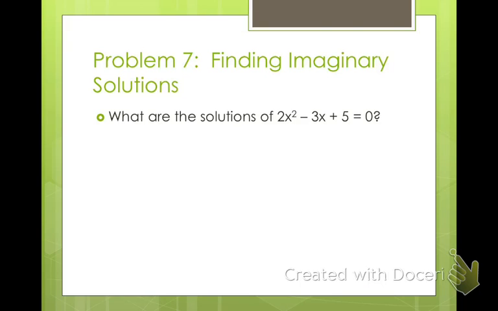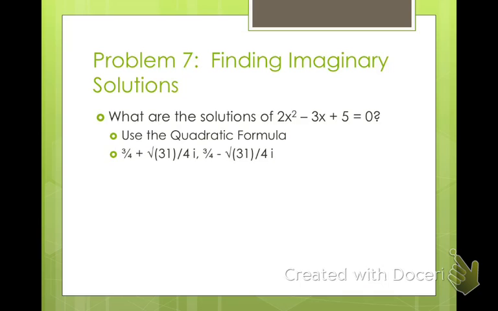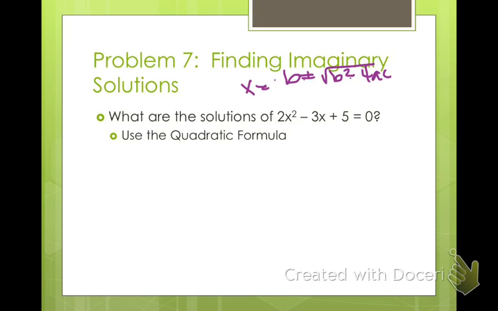And lastly, we're going to find imaginary solutions. So not just using those complex conjugates or complex numbers, but also using them to find solutions when they don't exist. So we're going to use the quadratic formula just like we normally would. Let's just take it one step at a time. x equals negative b plus or minus the square root of b squared minus 4ac all over 2a.